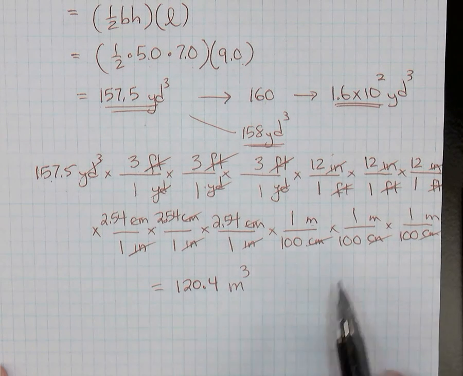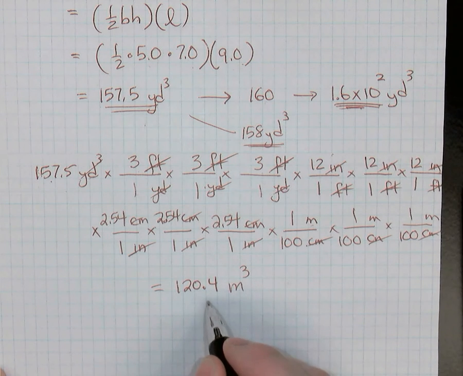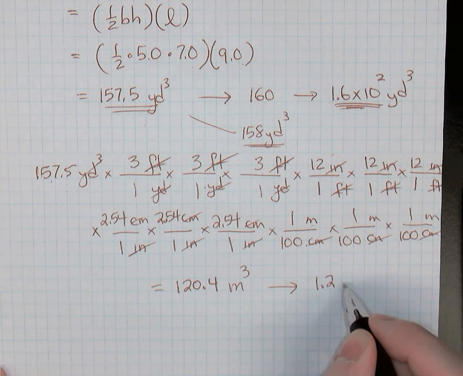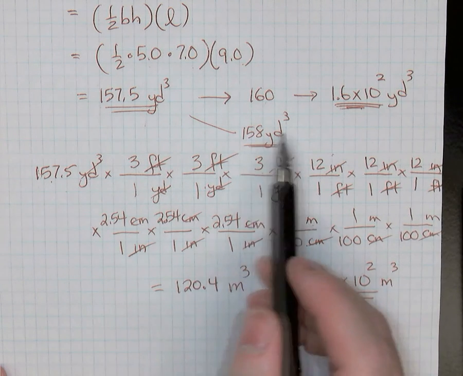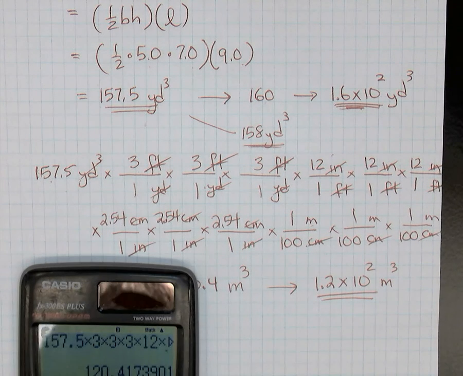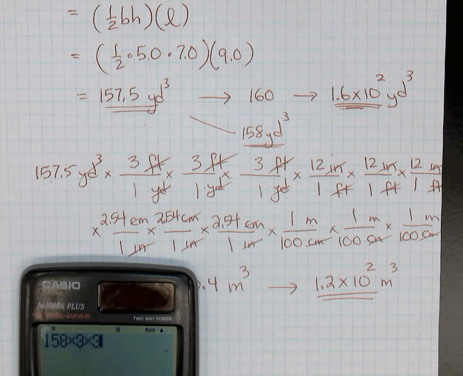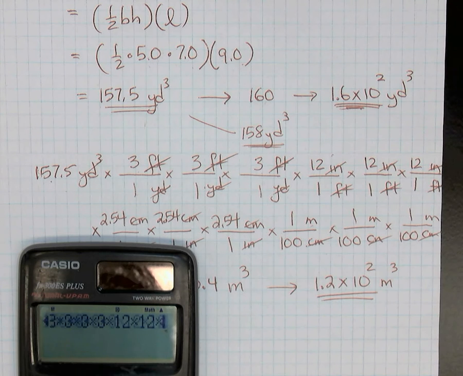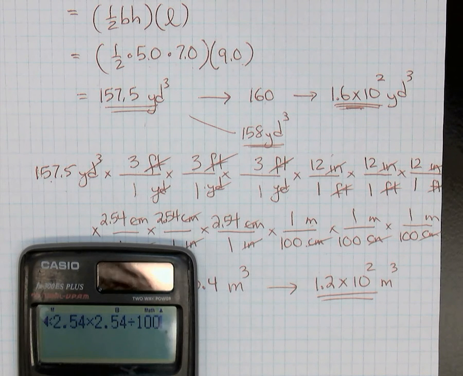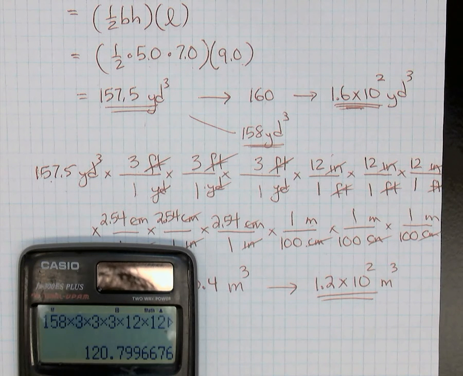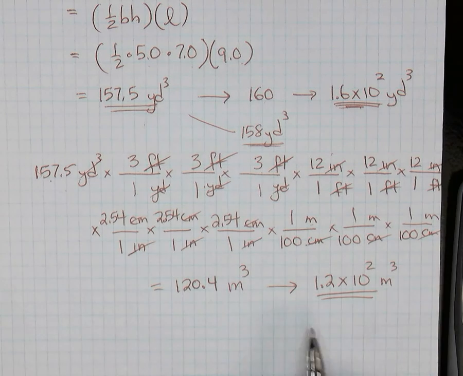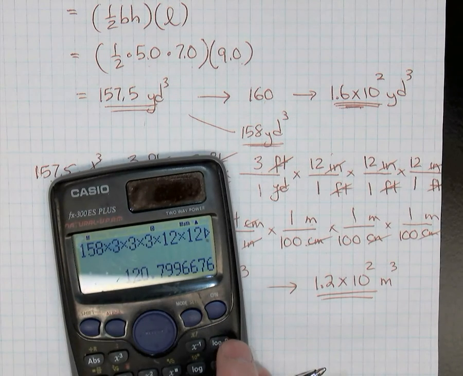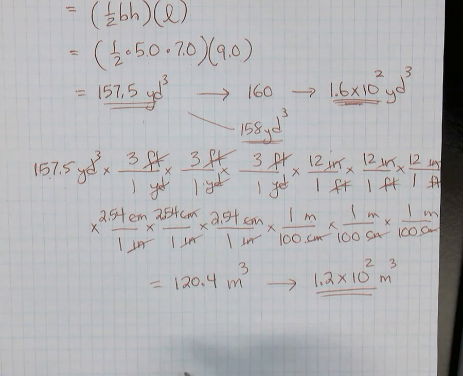Now we needed that with only 2 significant digits, you remember. So if we round that off, it'll be 120, and we'll switch that to scientific notation to be extra clear, 1.2 times 10 to the 2 cubic meters. Now if you had used 158 instead of 157.5, how would that affect your answer? Well, 158 times 3 times 3 times 3, and then times 12 times 12 times 12 times 2.54 times 2.54 times 2.54. Divide by 100 three times. Your answer is 120.8. So it's similar, but a little bit different from this one. Either answer would be correct. And of course, if you round off 120.8, you might say 121. It's essentially the same answer.